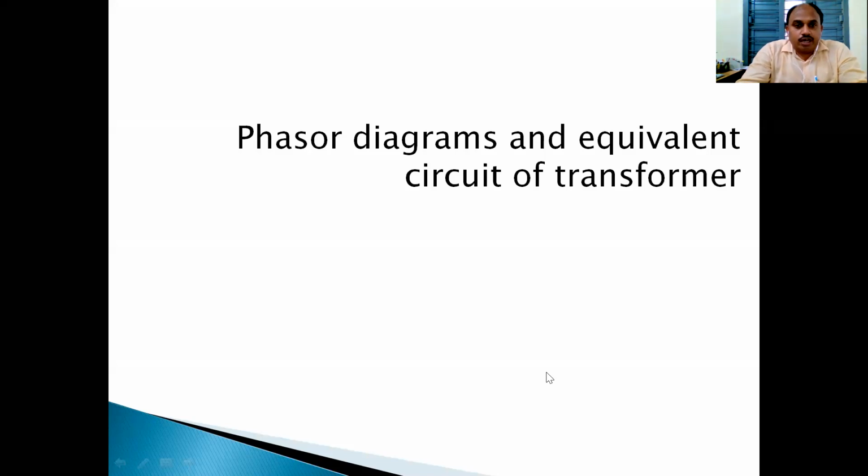So today we will learn the phasor diagrams of the transformer and the equivalent circuit of the transformer. First of all, I will explain how to draw the phasor diagrams.